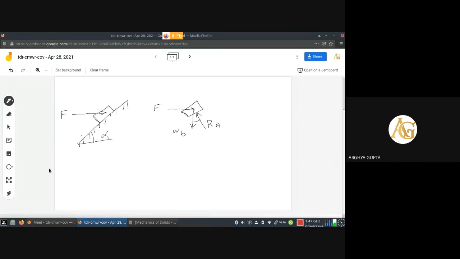Now, I am giving another example. Let us say the rigid body is there and two inclined planes are there at different angles. You will touch the plane always. Okay.